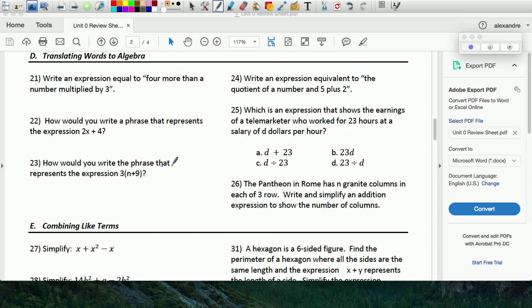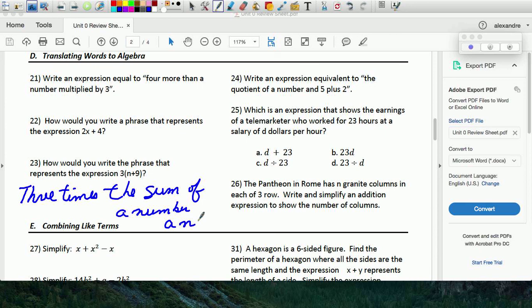23, how would you write the phrase that represents the expression 3 times, so it's 3 times, what are we multiplying the 3 by? We're multiplying 3 times, and what's happening here is the sum, right? 3 times the sum of a number and 9. Remember, we have to figure out what the parentheses is and then multiply by 3. Okay, so therefore, we have to find the sum first and multiply by 3.